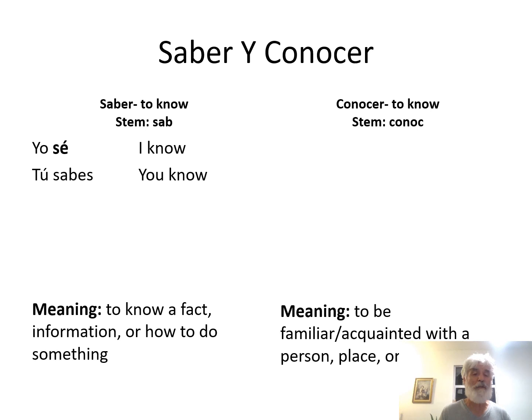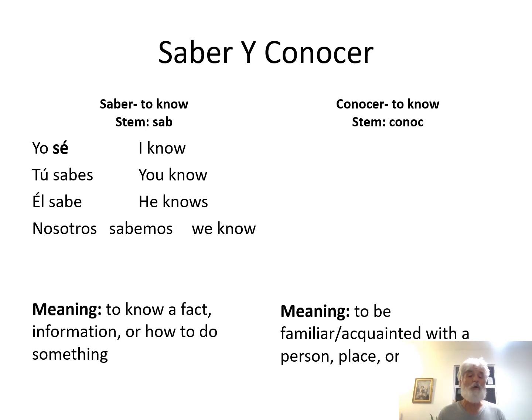Yo sé. Tú sabes, you know. Él sabe, he knows. Ella sabe, usted sabe. Nosotros sabemos, and ellos saben. So there's your verb to know. That is how you conjugate it. The yo form is irregular. What does the verb saber mean?